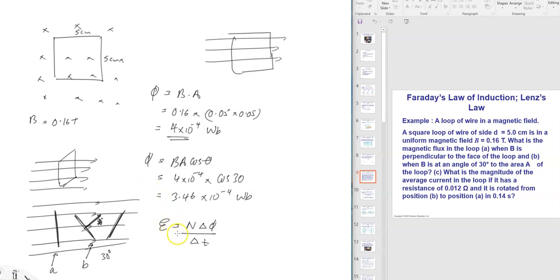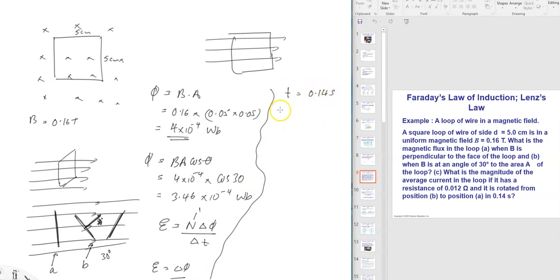So the voltage it produces is the number of loops times the change in flux over time. It's a single loop, so N is 1. So this is just dψ over delta T. It rotated to this position in 0.14 seconds. So the time it took, let's write all that over here, time is 0.14 seconds.